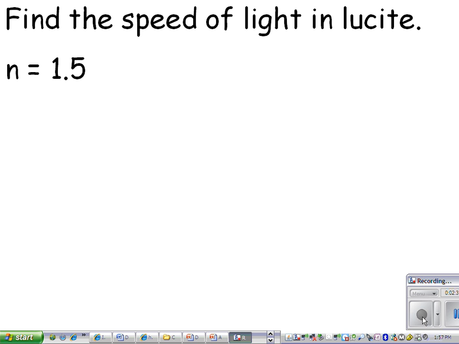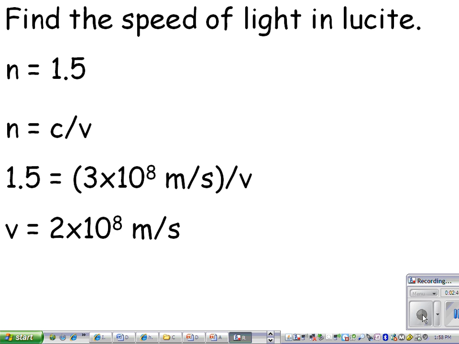So let's now try a problem. Find the speed of light in lucite. So pause the video and see if you can use the previous equation to solve this problem. Hopefully you used n equals c over v and plugged in your values. Speed of light in a vacuum, remember, is 3 times 10 to the 8th meters per second, so your final answer should have been 2 times 10 to the 8th meters per second.